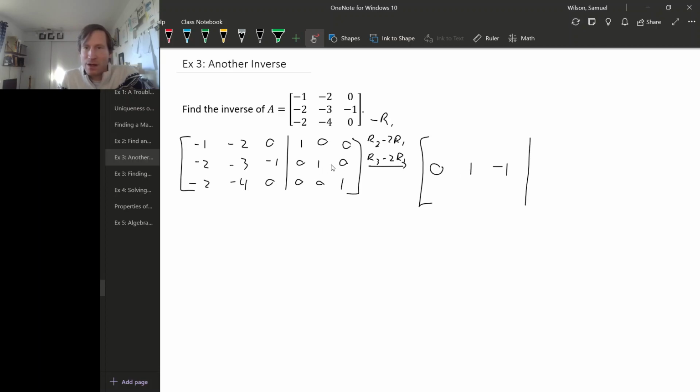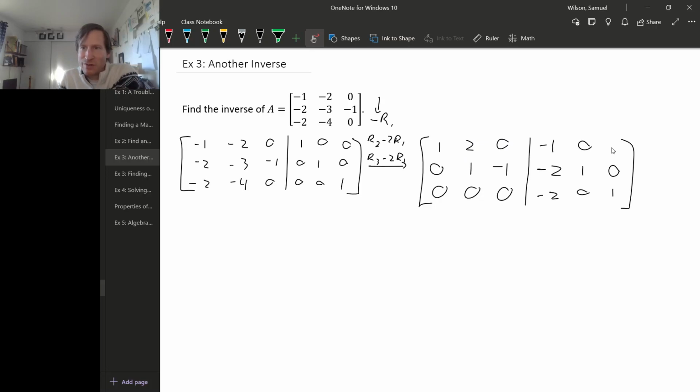Okay, and then in our augmented matrix part, we get, let's see, 0 minus 2 times minus 1, so minus 2, and then 1, 0. And then third row, so third row minus 2 times first row, so 0, 0, 0, and then minus 2, 0, 1, and then first row, we're flipping the sign on it, so it's 1, 2, 0, minus 1, 0, 0.